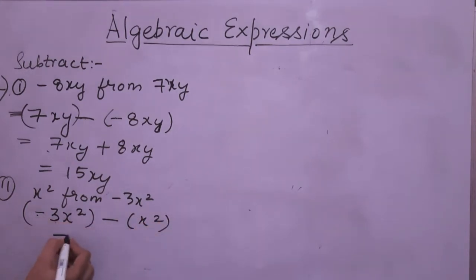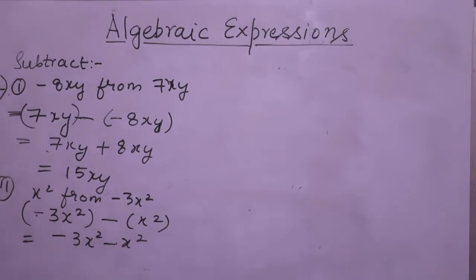Now minus, open the brackets. Minus what? If you know the answer, please pause the video and reply to me in the comment section. Very good. Minus plus, and which sign is placed? The sign of minus. So the final answer is minus 4x square.